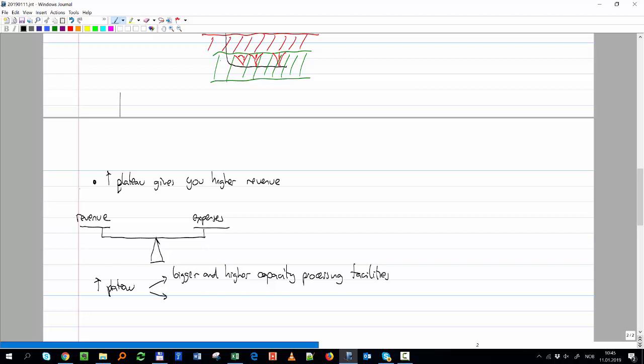Also, another thing is that if you have a bigger capacity facility, remember these facilities go on top of an offshore structure. If you have an FPSO, what does FPSO stand for?